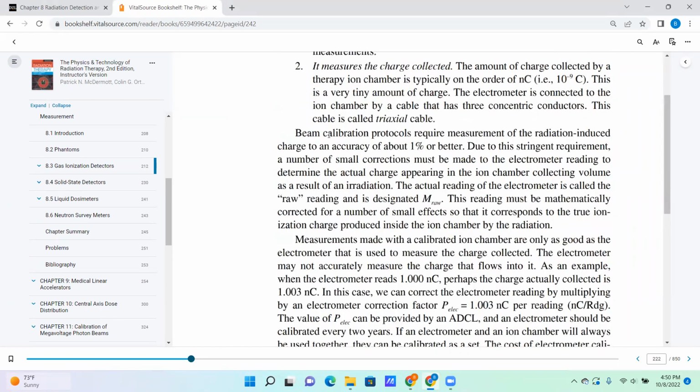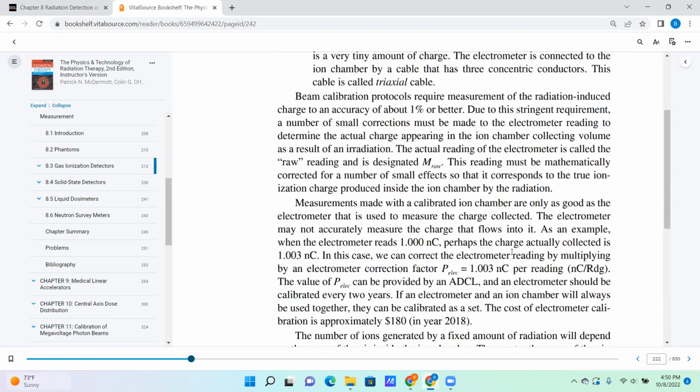So, beam calibration protocols require measurement of the radiation-induced charge to an accuracy of about 1% or better. That's pretty stringent, so a number of small corrections must be made to the electrometer reading to determine the actual charge appearing in the ion chamber collecting volume as a result of an irradiation. The actual reading of the electrometer is called a raw reading, or MRAW. This reading must be mathematically corrected for a number of small effects so that it corresponds to the true ionization charge produced inside the ion chamber by the radiation.